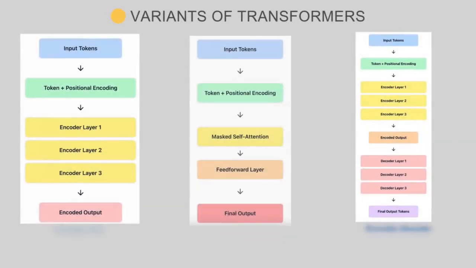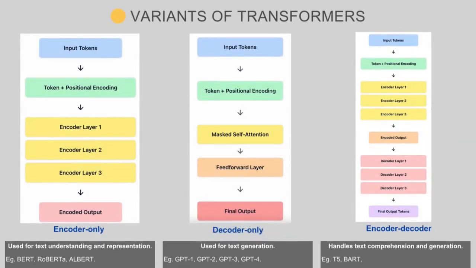Now, as mentioned before, there are different types of transformers. There are encoder-only models such as BERT, RoBERTa, or ALBERT. They are used for text understanding and representation. There are decoder-only models such as GPT, that is the GPT series, used for text generation, and encoder-decoder models such as T5 and BART, and they are used for tasks involving both text understanding and text generation.